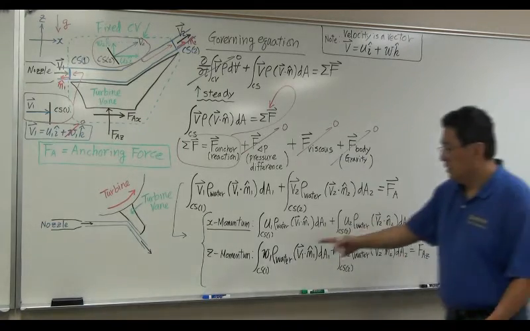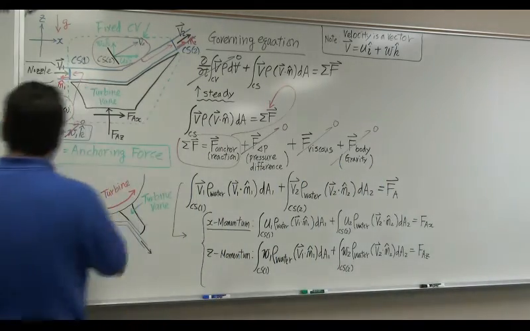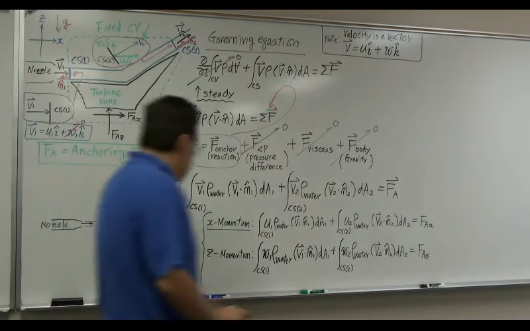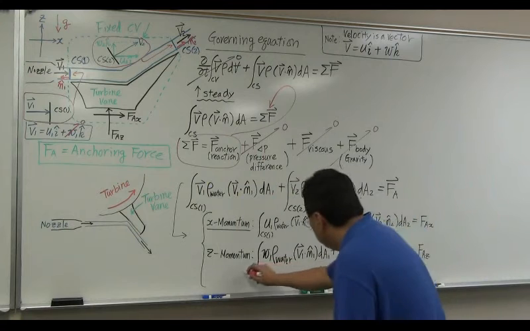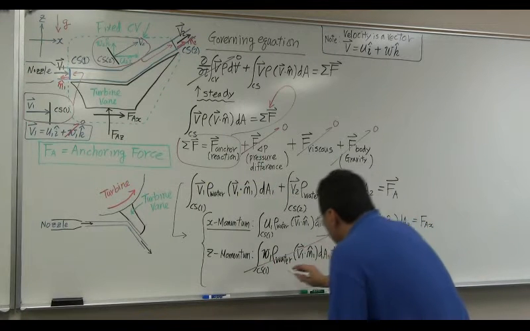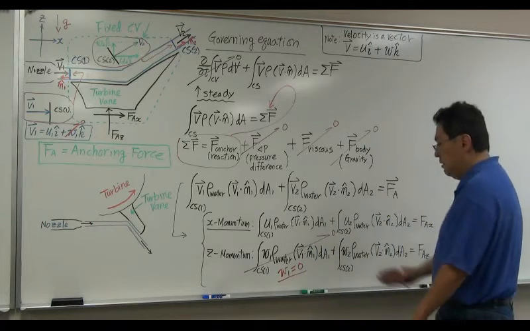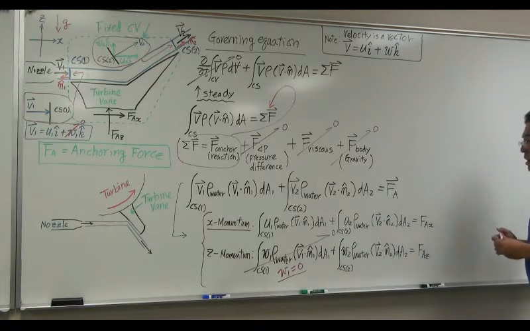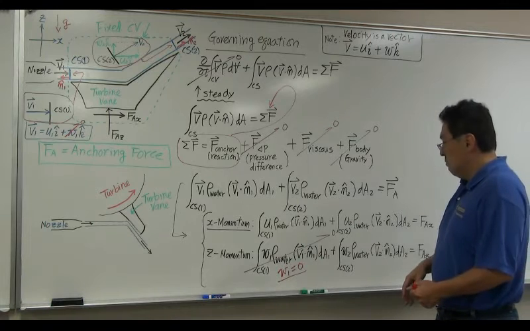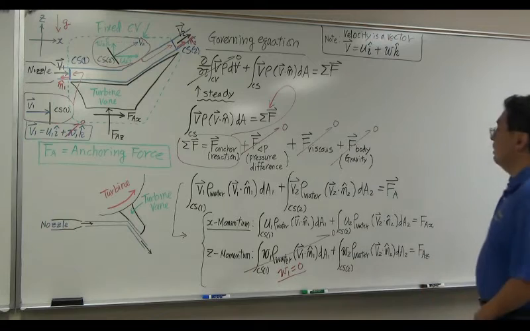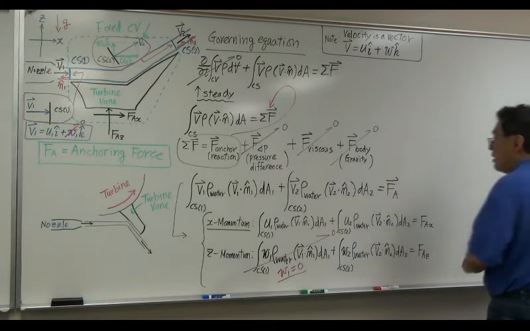Important point. Like I said, this w1 is 0 because the velocity at control surface 1 has only an x direction component. So w1 is 0, isn't it? That means this term drops off. w1 equal to 0, so this is 0 here. So the z momentum is only this. Alright? Good.